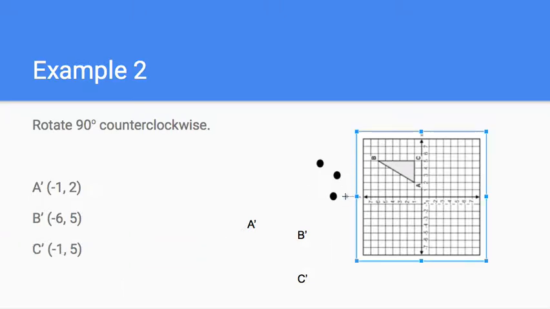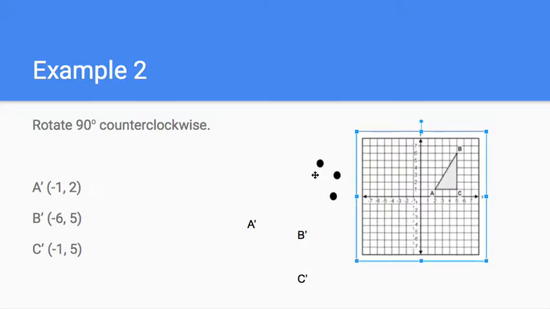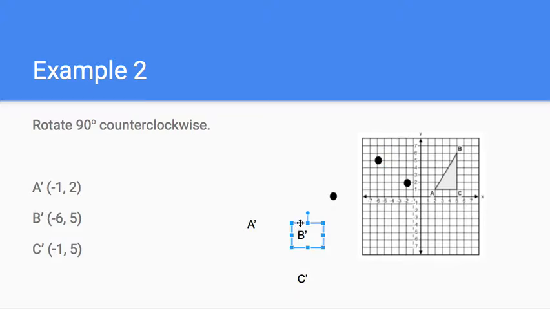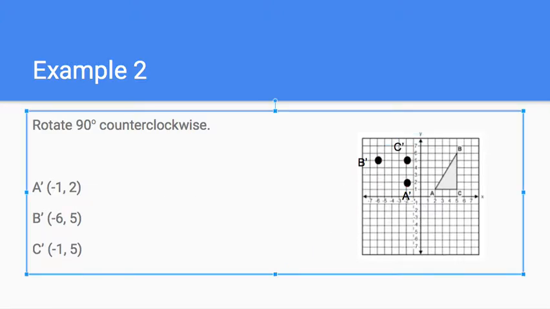Okay, now I rotate it back. There we go. And I plot it. So -1, +2, -6, +5. That's my B prime. Go ahead and label it while I'm at it. And then C was at -1, +5. There is my new figure. So there's my new triangle.